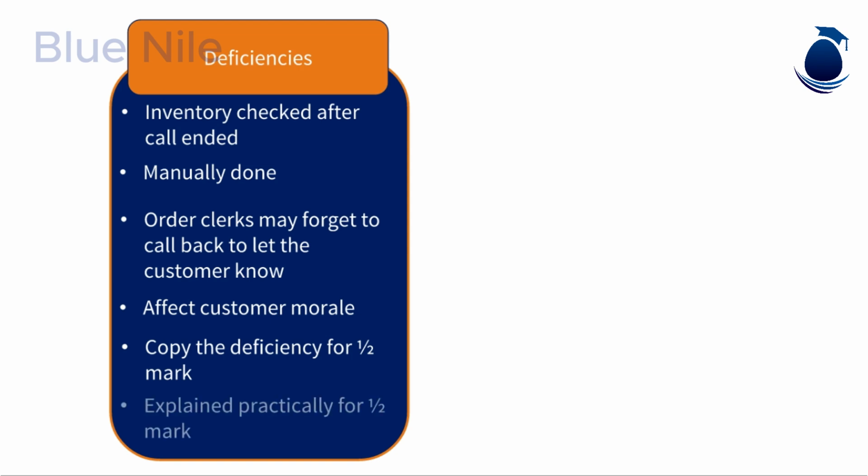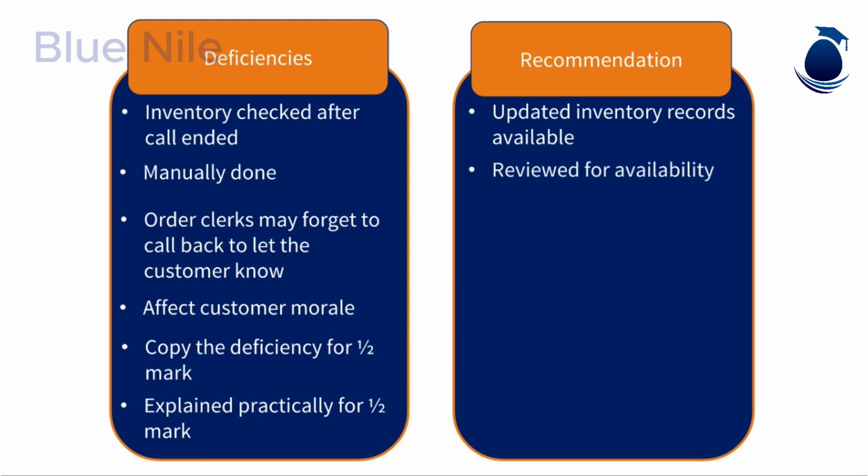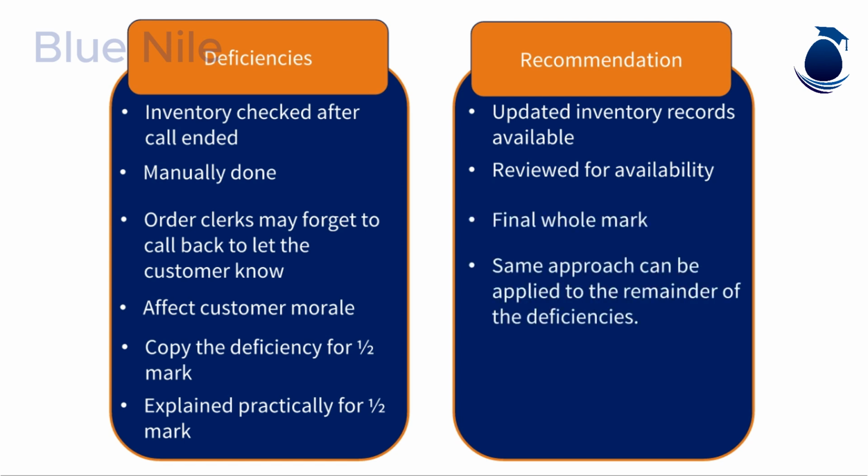I have then explained practically why it would be a deficiency for oregano for a further half a mark. For the recommendation, we could simply say that oregano should have updated inventory records available and they should be reviewed for availability while on the phone. This would give us a final hallmark. The same approach can be applied to the remainder of the deficiencies.